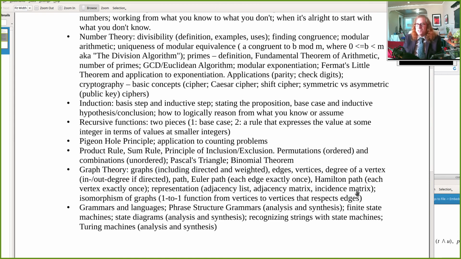Finite state machines, you know about finite state machines from 250, and from programming and other stuff. So basic concepts there. State diagrams, I probably won't ask you to draw a state diagram, but I could show you a picture of a state diagram and ask you what's a string that's recognized by this machine, or some question like that. So recognizing strings with state machines.